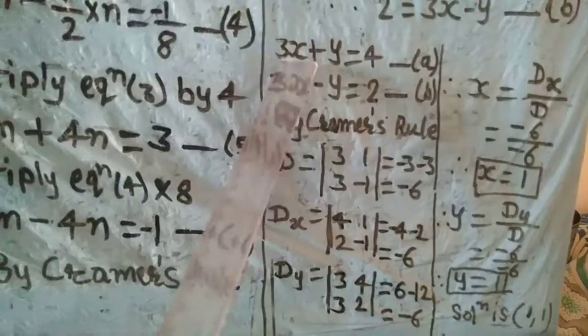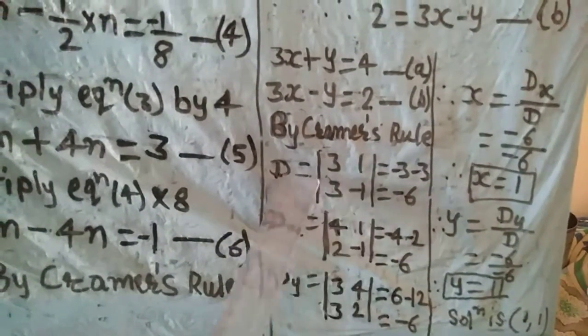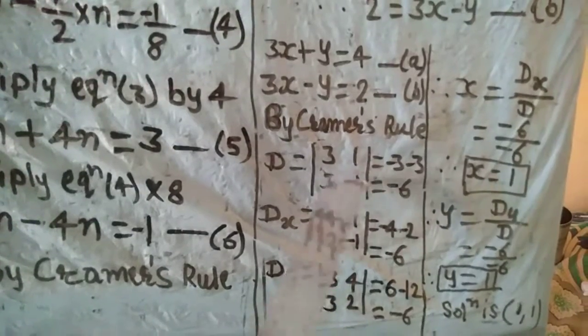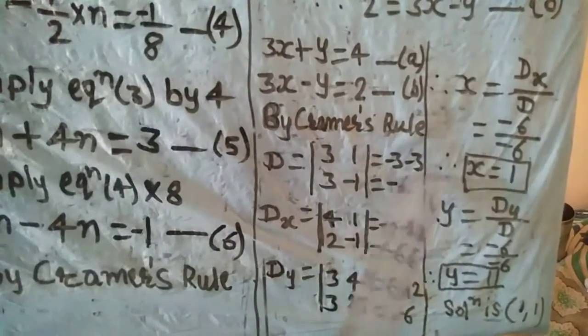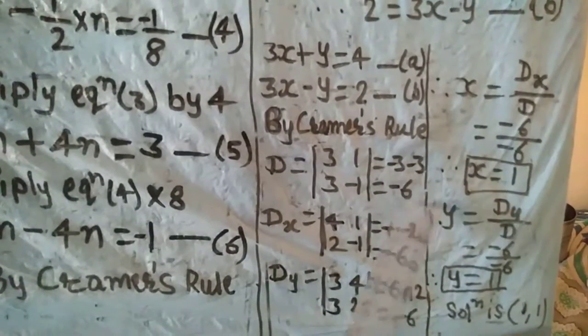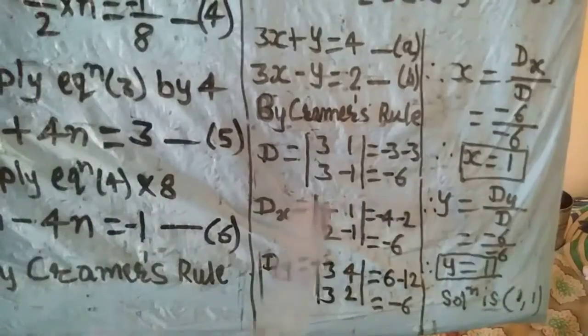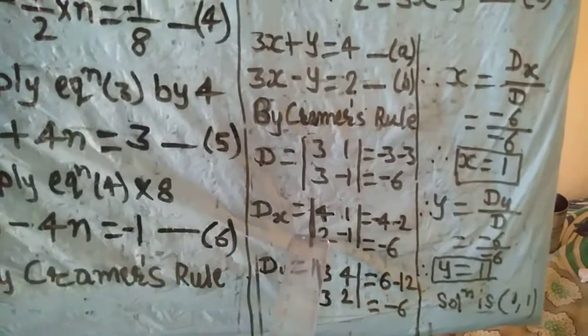Column of x is 3, 3, and column of y is 1, minus 1. Okay, and make their cross multiplication. 3 into minus 1 minus 3 minus 1 multiplied with 3, that is minus 3 minus 3, that is minus 6, that is equal to minus 6. So d is minus 6.